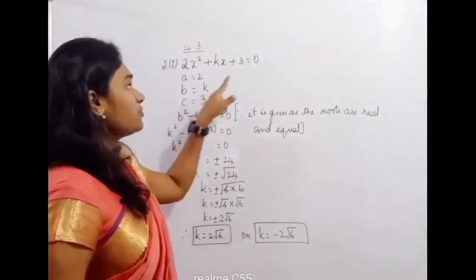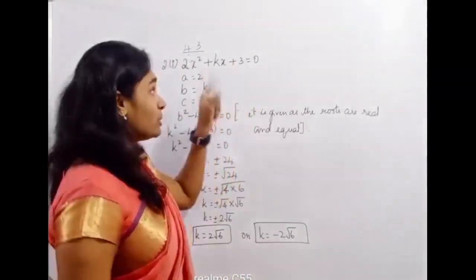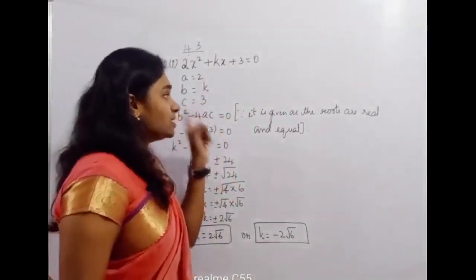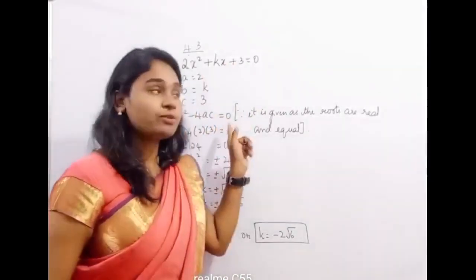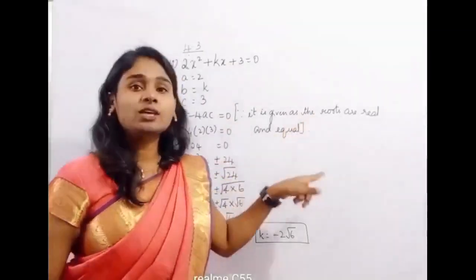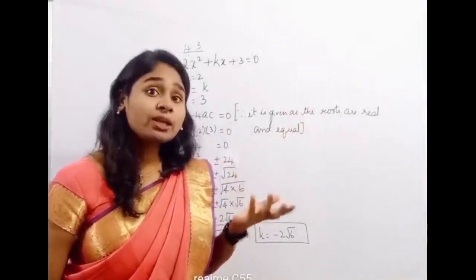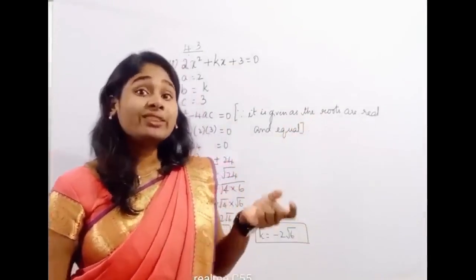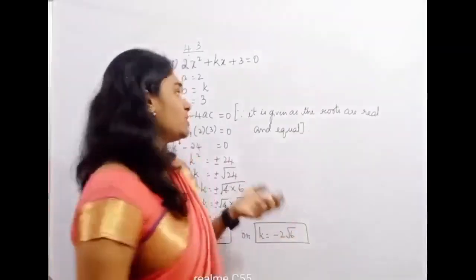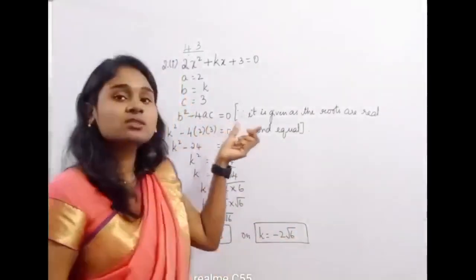Now we have to find out the discriminant of this, and in the question it is already given that the discriminant is equal to 0, which means the roots are real and equal. When are the roots real and equal? When the discriminant is equal to 0. So obviously, we can equate the discriminant to 0.